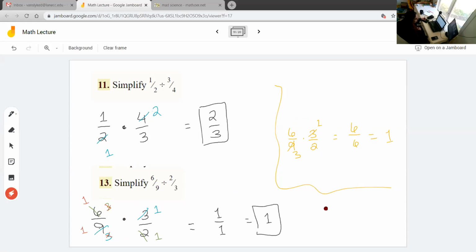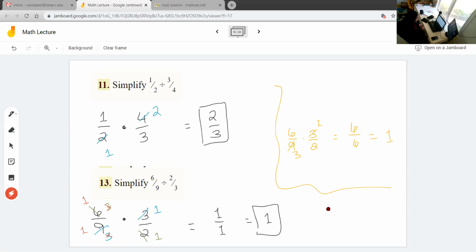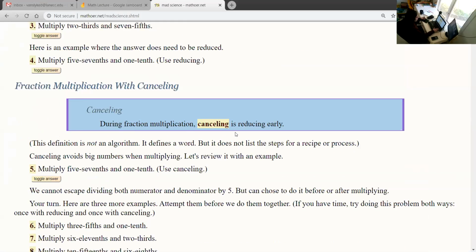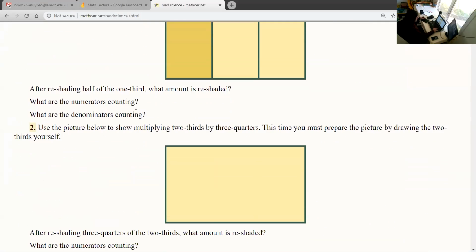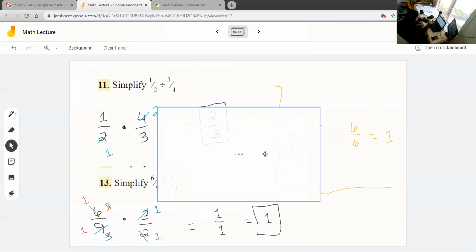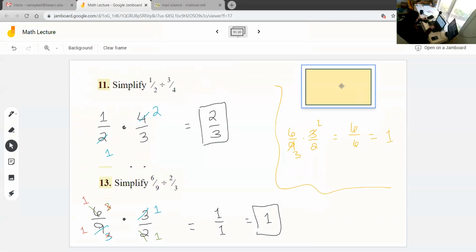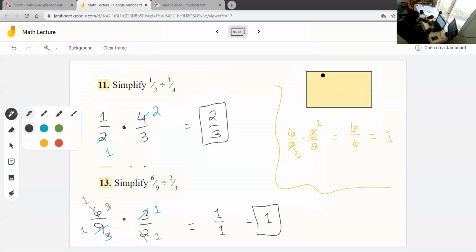That's fine. So if it's one number on top of itself, it's always going to be 1? Yep, because that again is like I have a cake. I'm going to cut it into 6 pieces, and I'm going to shade all of them.